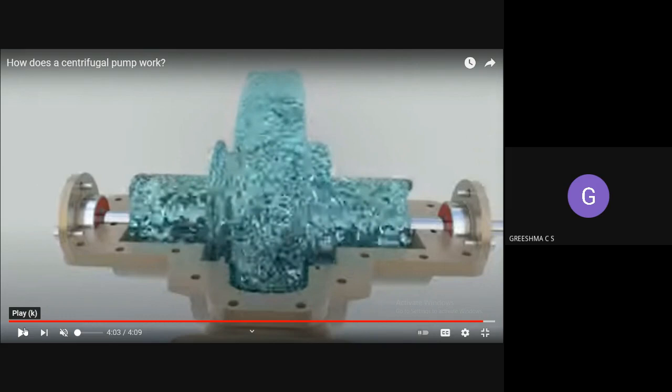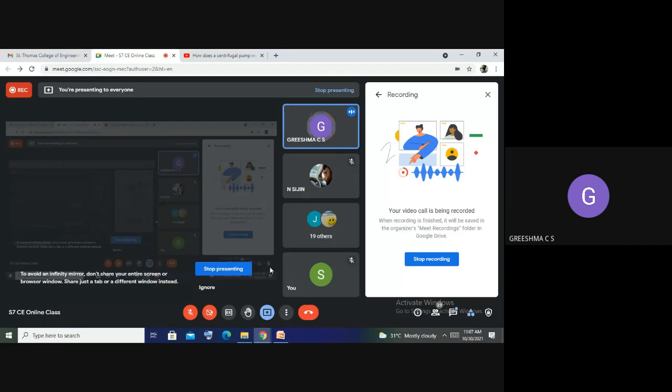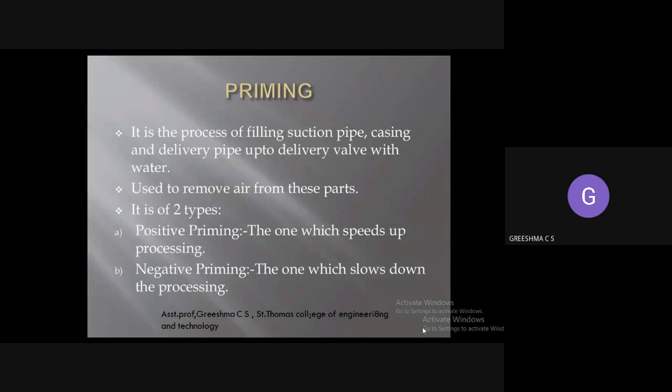Priming is one of the most important processes involved in the centrifugal pump. The main objective is to remove the air content. Priming is of two types: positive priming and negative priming. Positive priming means it will speed up the processing, that is, the pumping will be sped up. If the priming is reducing the pumping process, it is called negative priming. Anyway, that portion is not much important for us. The term priming is important.